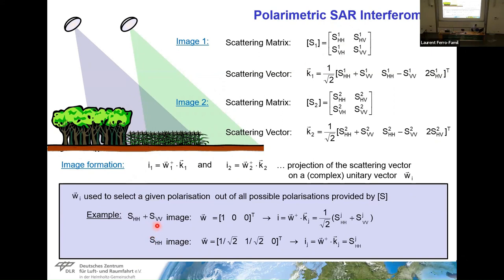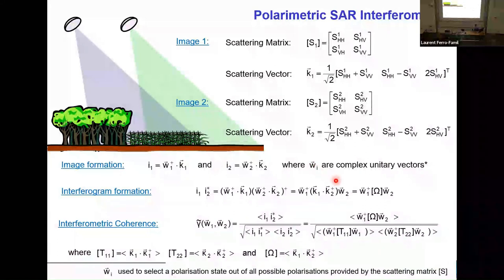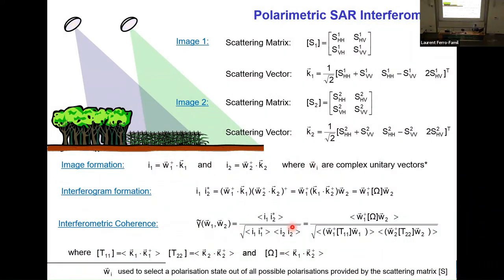And then, for instance, here you have two examples. So now suppose you start from here. You would like to have, at the end, HH plus VV. If you start from this Pauli vector, you just need to take the first component. So this means your W vector has a one in the first position and zero elsewhere. And now you can play this game for whatever channel you would like to make. And then with this, now you have this image one, image two, that you get with these W vectors, and then you can calculate the coherence. And this is just an algebraic formalization of what I told you before. You make the two polarimetric channels, and then you calculate the coherence. And Pol-InSAR means making all the possible combinations of them.